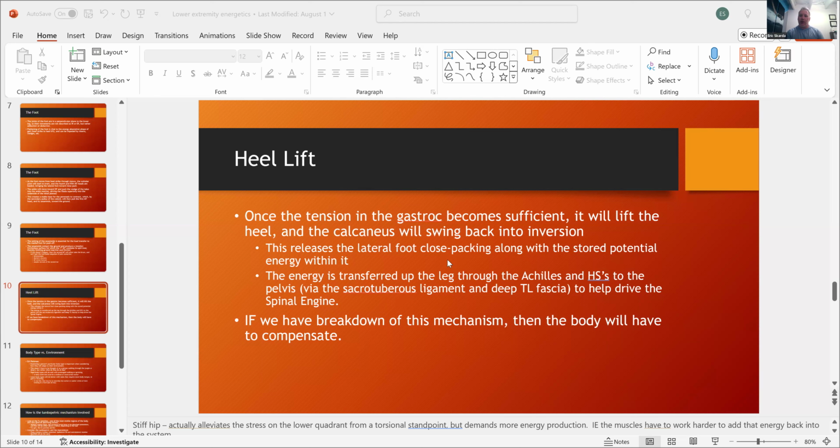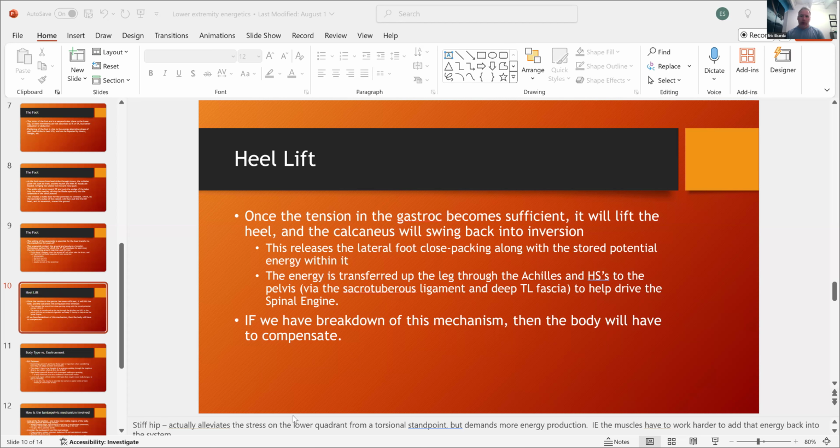Basically, if you guys see the note that we have down here, a stiff hip will actually alleviate the stress on the lower quadrant, on the leg, okay, from a torsional standpoint. Meaning, if we don't have adequate hip extension, we're actually going to lose hip internal rotation as well. That's going to alleviate the amount of external rotation we need to decompensate with at both the knee, at the ankle, and then with these abduction moments or rotational moments within the foot itself. We don't have to do as much of it because the hip is not producing the internal rotation above it, but it does demand more energy production.